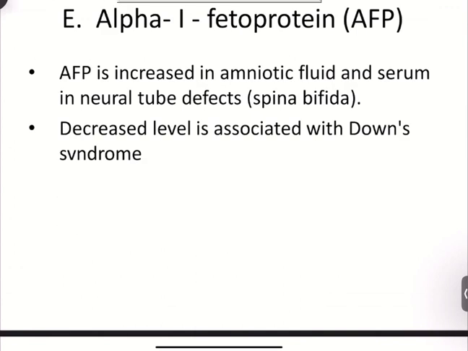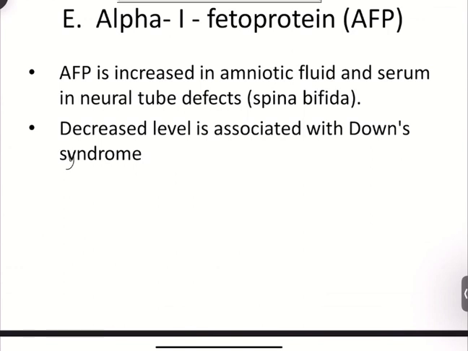Alpha-fetoprotein, another type of minor protein, is increased in amniotic fluid and serum in neural tube defects, like your spina bifida. So this is a neonatal disease, spina bifida. Decreased level is associated with your Down syndrome.